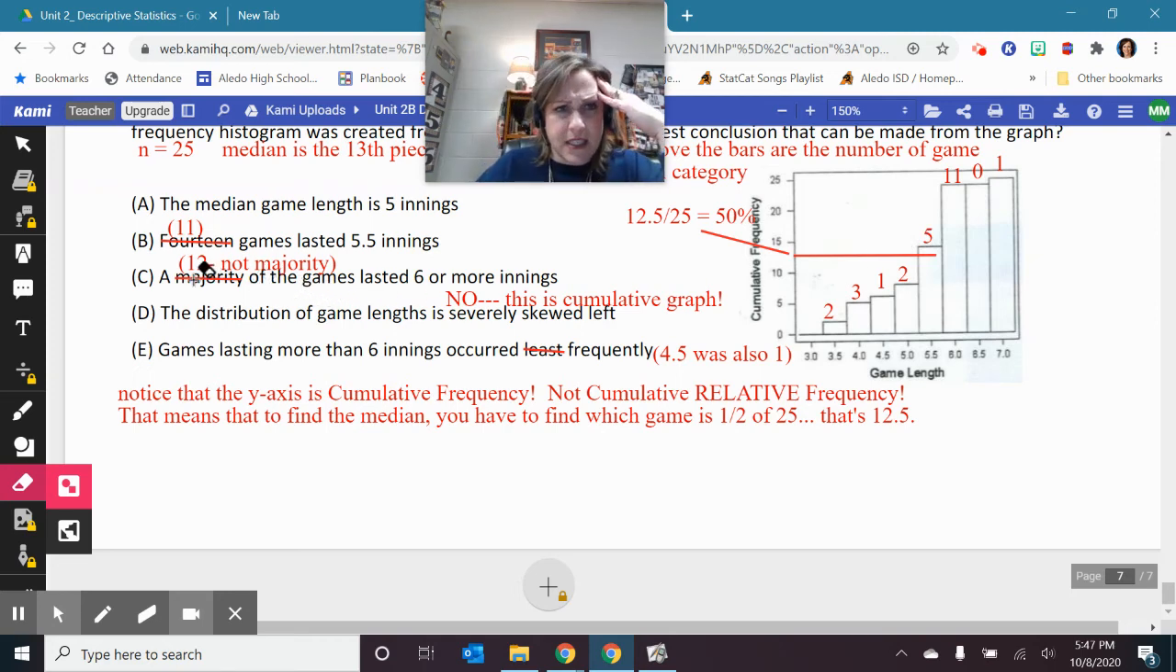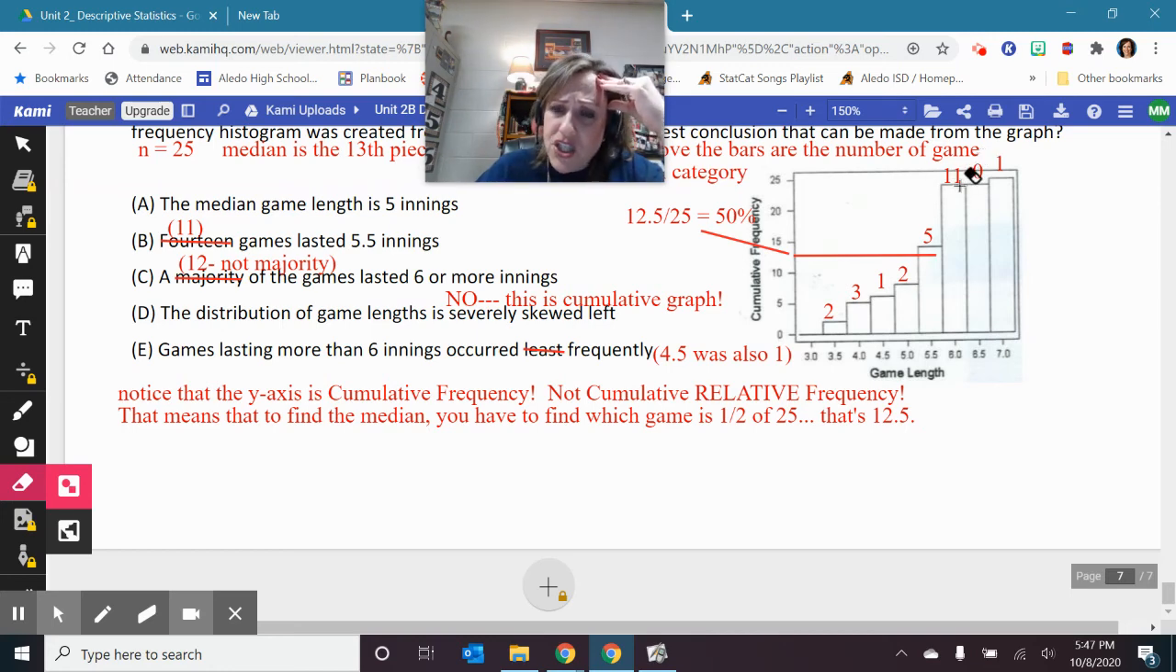All right. This says a majority of the games lasted 6 or more innings. Okay, a majority. I think here majority means more than 50%. Well, look, this section 11, that's 12 games. 12 games is not a majority. So I'm going to say no on that one. And D says the distribution of the game lengths is severely skewed to the left. No, that's not what's happening.